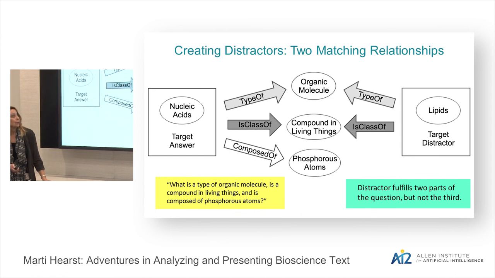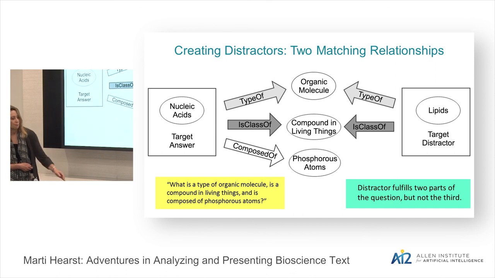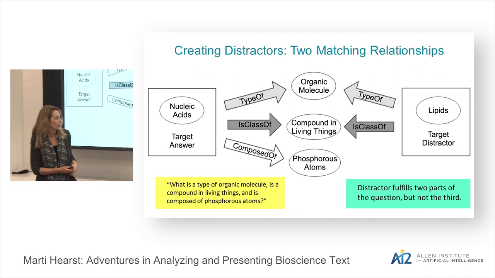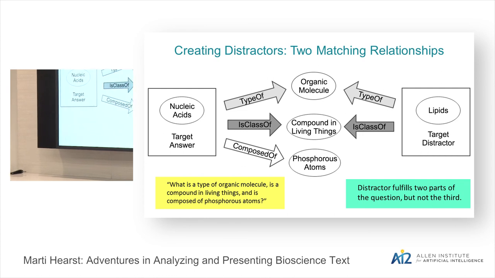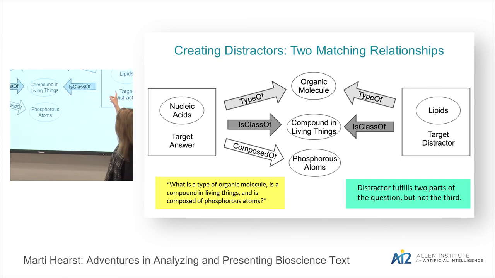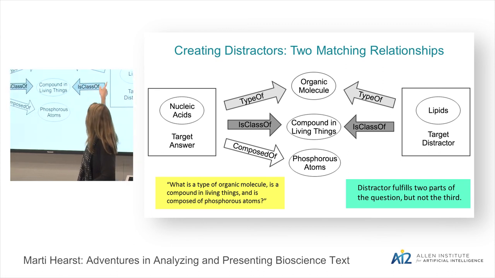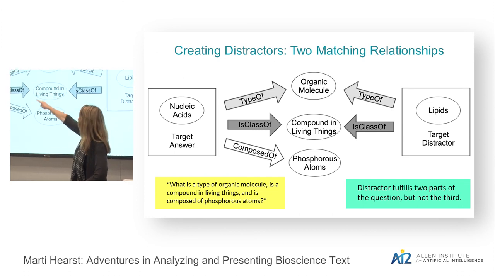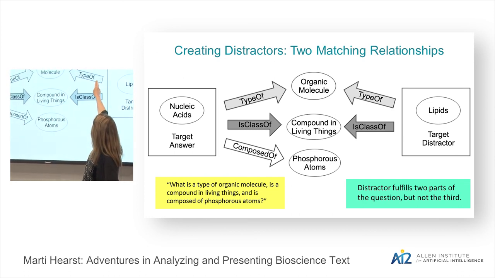And then we needed to make the distractors, so we continued to use the structure of the ontology for the distractors. And we had different types. I'm not going to go through all of them, but since this is the target answer and these are the three relationship types, over here is a distractor type. So say this is the target distractor. We define it by having two relations to the same nodes as the question types, where these are both the same kinds of relations. So that's one kind of distractor, but it does not point to the third node type.